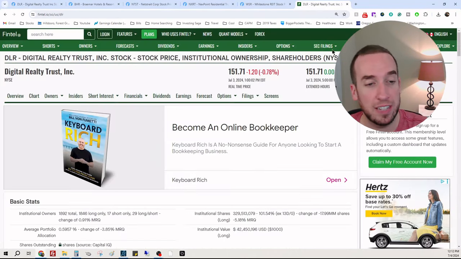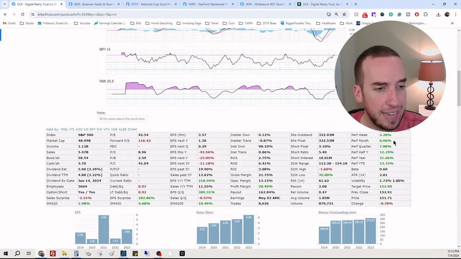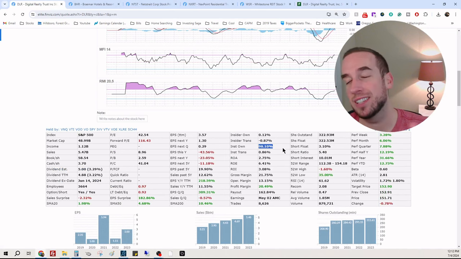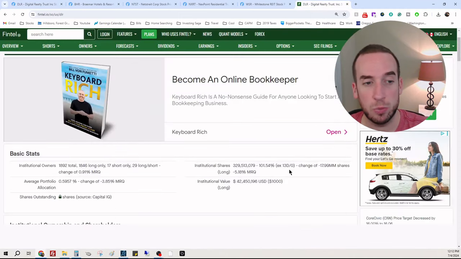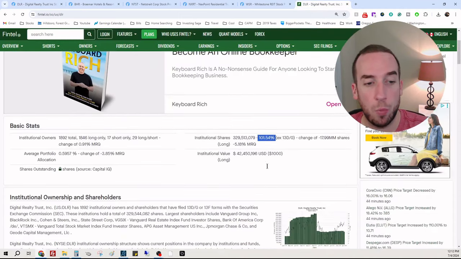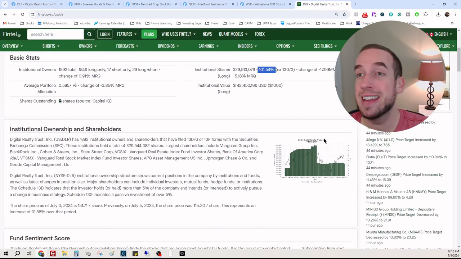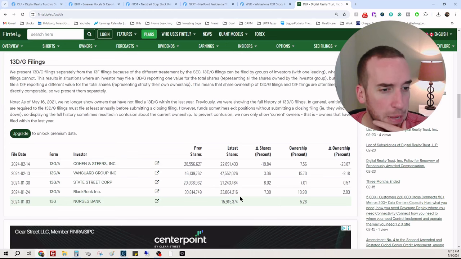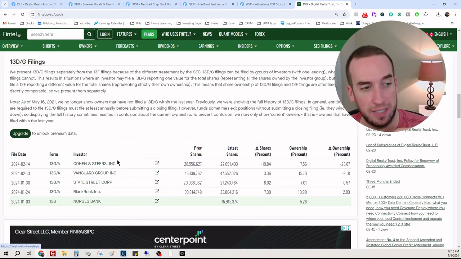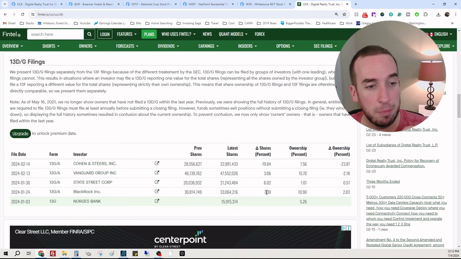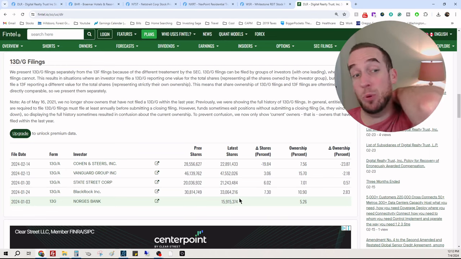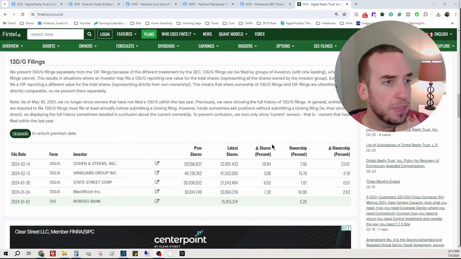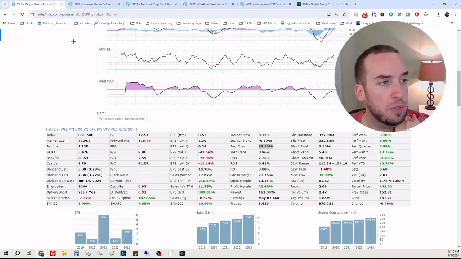In terms of hedge funds and institutions, old data suggests they own 98%. Again, this is old data because FinViz does not update daily, whereas this website does update daily. You can see they're at 101% right here. Nice big drop off from where they used to be. However, big boys and girls have been adding, with the exception of Cohen and Steers. You can see Vanguard added 3%, State Street 6%, BlackRock 7%, and then Norges Bank added 15.9 million shares.